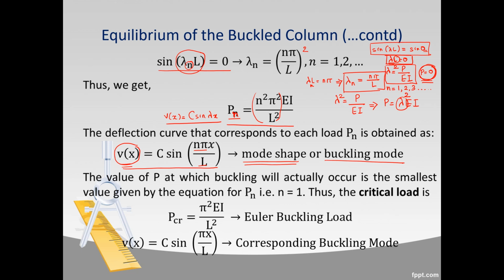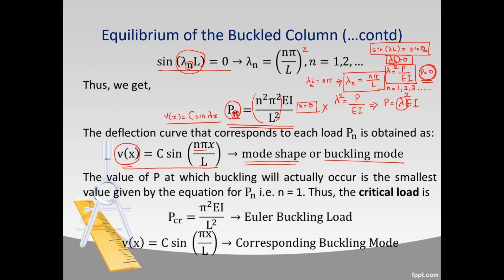So now to find the value of the critical load. The value of P at which buckling will actually occur is the smallest value given by the equation for Pn. So if we want to get the smallest value of Pn, then we have to put n equals 1, since n equals 0 is not allowed. Because critical load is that smallest value for which buckling will actually occur.